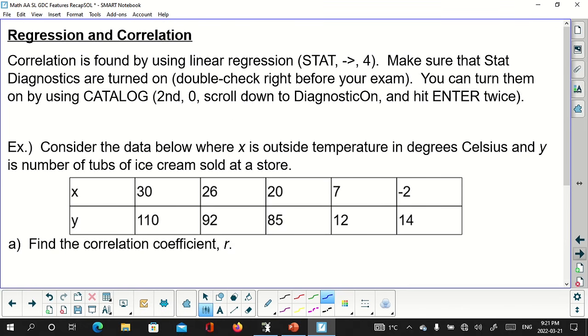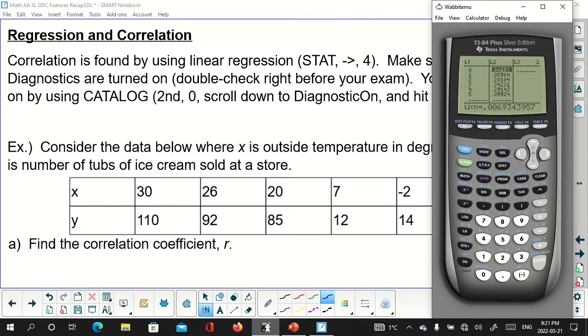Last piece of the puzzle, regression and correlation. So correlation is found by using linear regression. These are really the same thing, or it's in the same place in the calculator. Make sure that stat diagnostics are turned on. So to double check that, here's what you do.